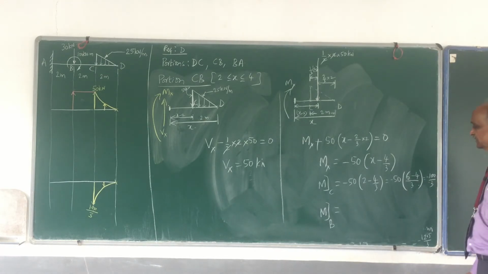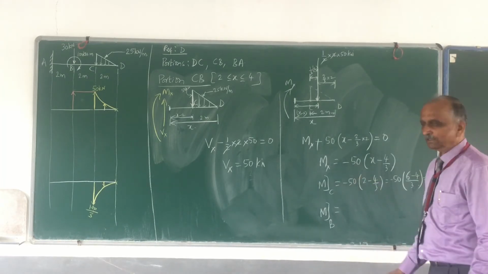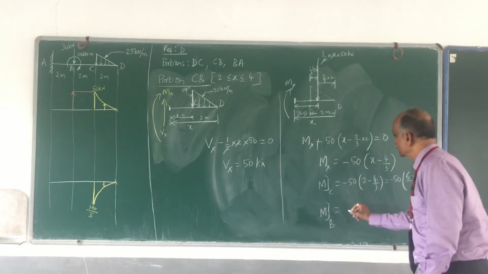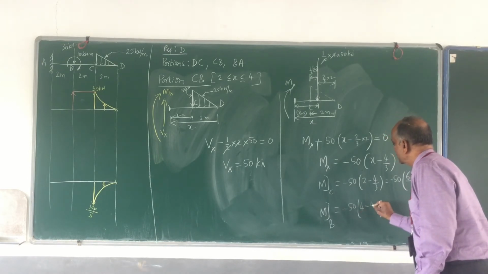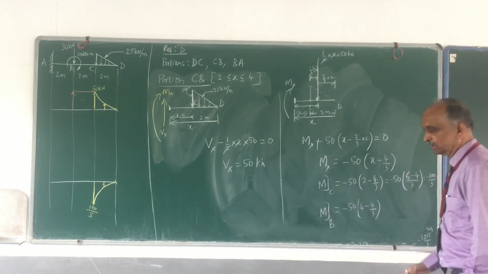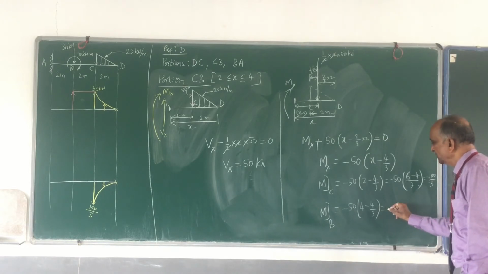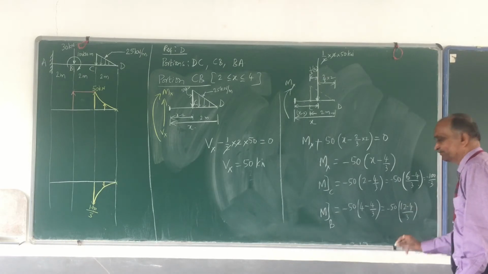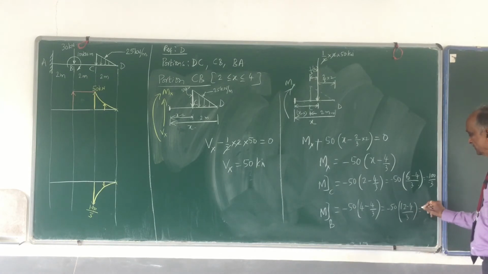Bending moment at C is minus 100 by 3, and bending moment at B, substitute x equal to 4. So this is minus 50 into 4 minus 4 by 3. So 4 minus 4 by 3, this is minus 50 into 12 minus 4 divided by 3. 12 minus 4 is 8. So 8 into 50 is 400. This is minus 400 divided by 3.